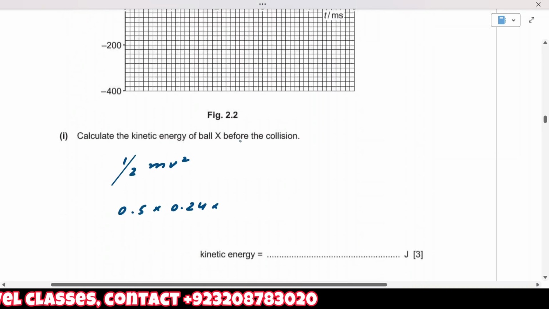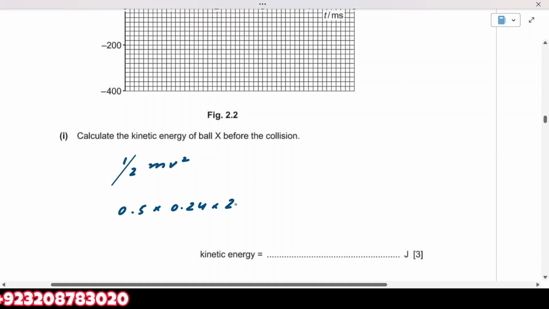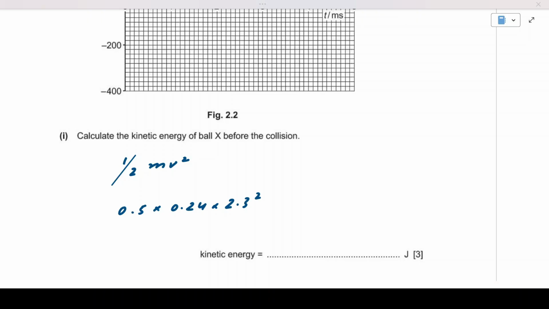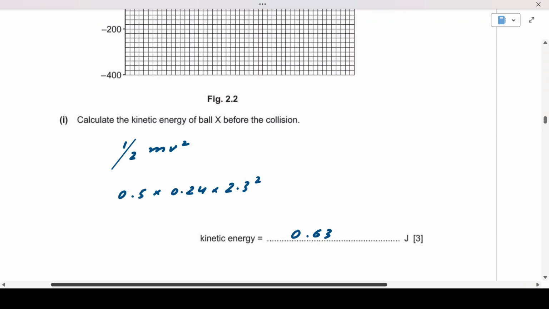And let's see if everything is fine. Kilograms, yes, 2.3. And we take square of it. So what we get is 0.63 joules as it is. We write this one as it is on the calculator.